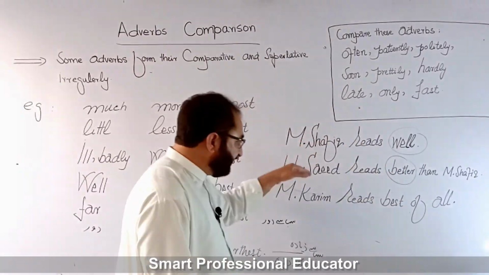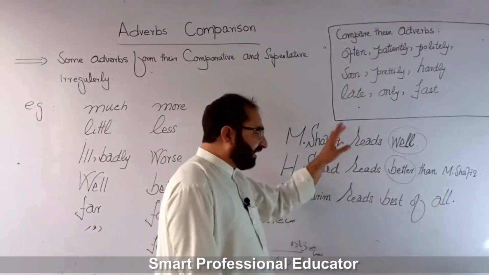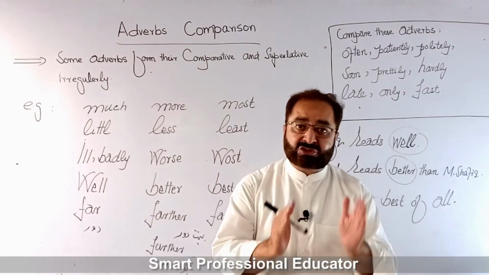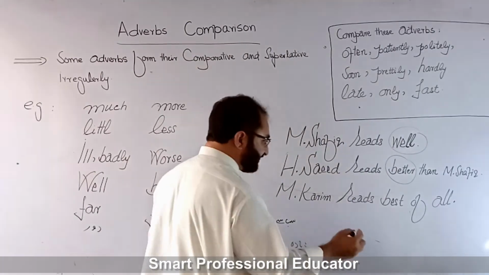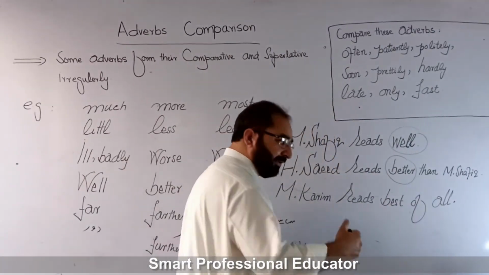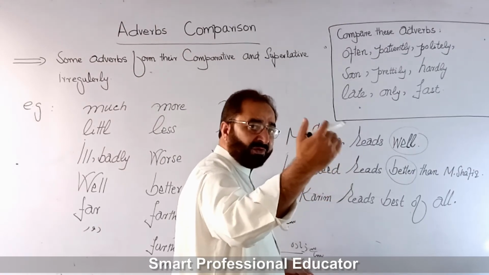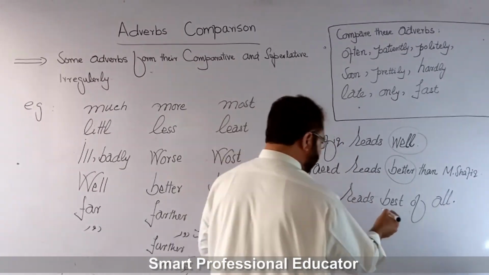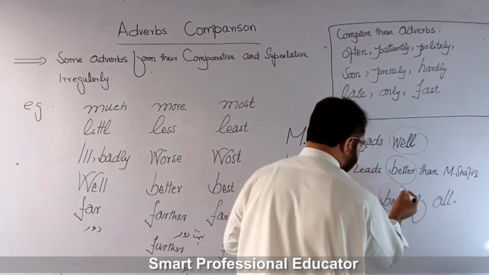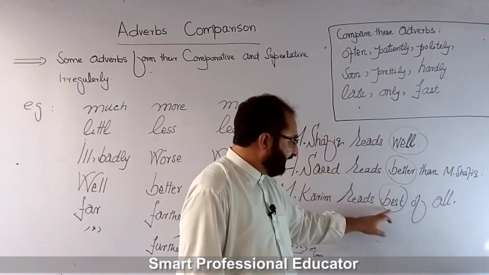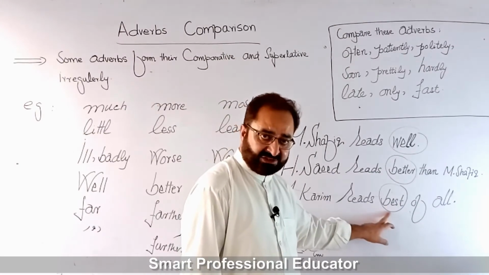So there are three. Now in all these three, M. Kareem reads best of all. Best of all means that now he is out of comparison. His comparison is on a superlative degree. So here we have used well, better, best. From well, it has now become best.